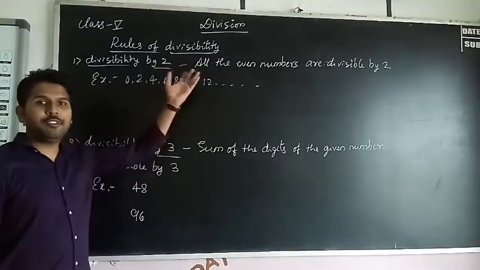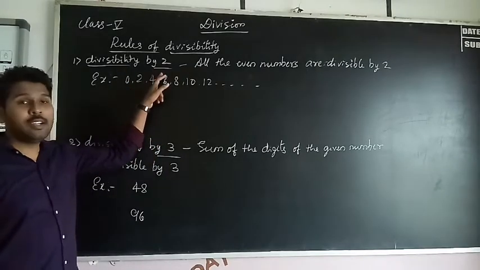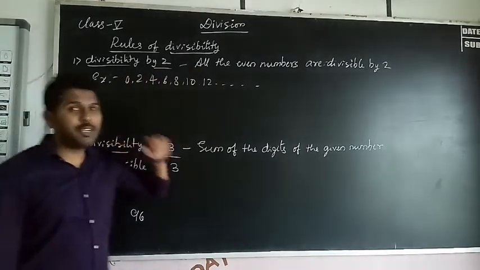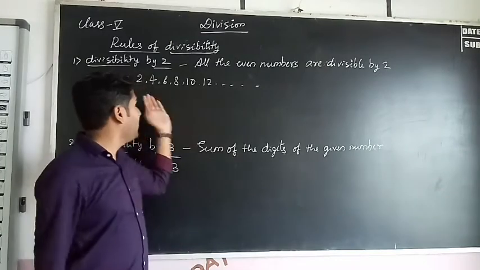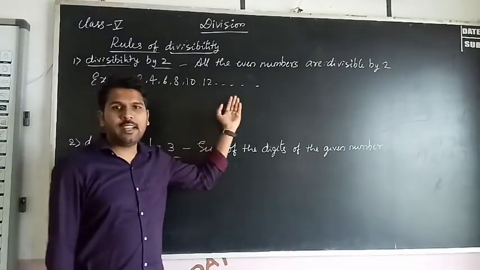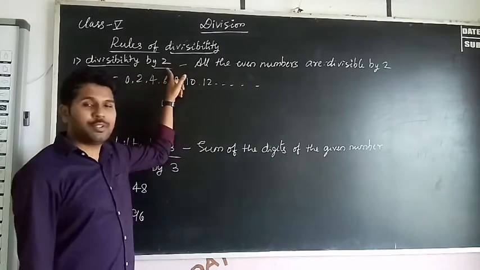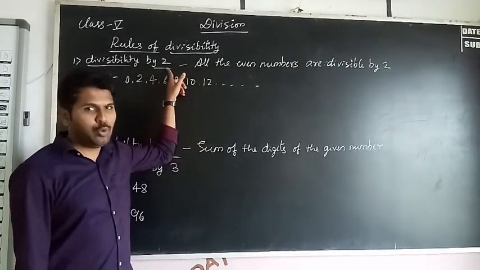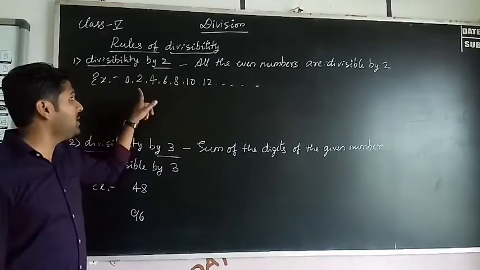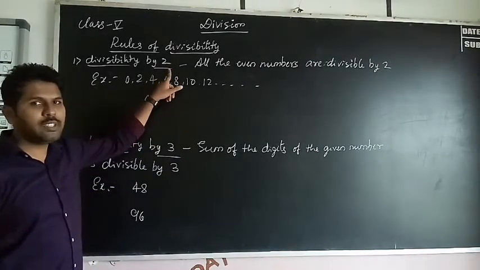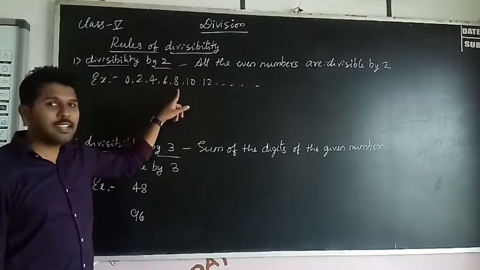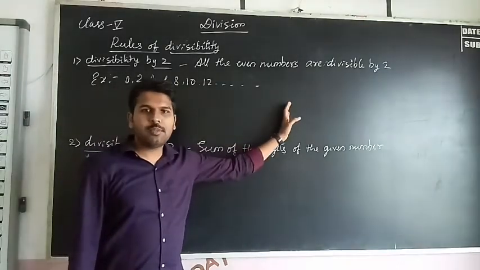Next, rules of divisibility. First one, divisibility by 2. So how to check this one? All the even numbers, starting from 0, 2, 4, 6, 8, so many numbers are there. All the even numbers are divisible by 2. So this is the divisibility rule for 2. Okay, so here 2 is divisible by 2. 2 ones are 2, 2 2s are 4, 2 3s are 6. Like that, all the even numbers are divisible by 2.